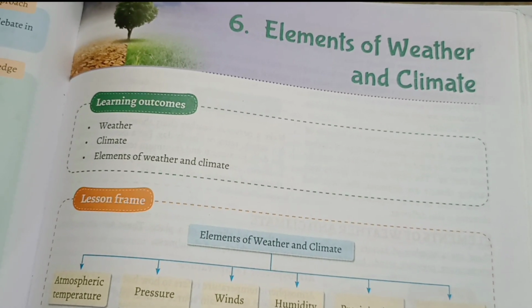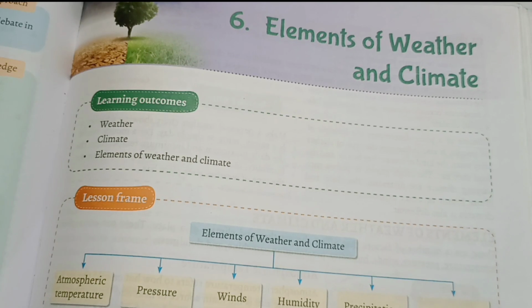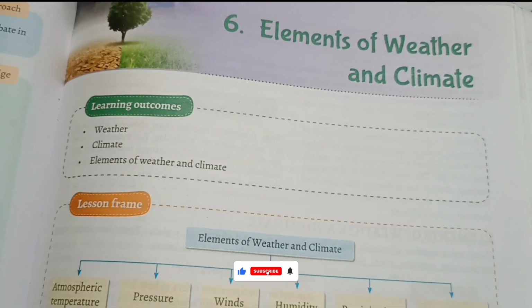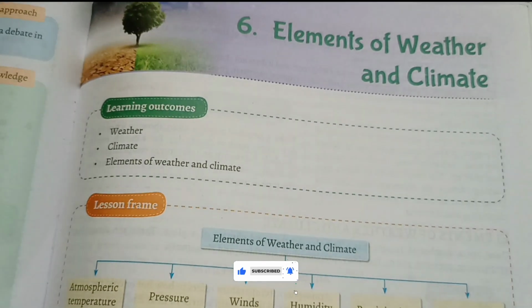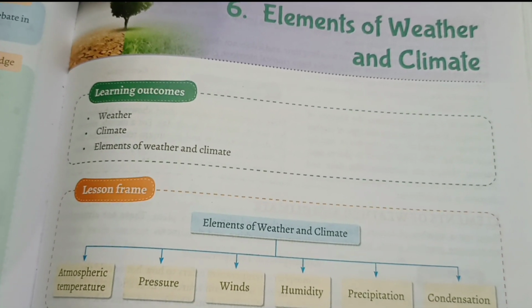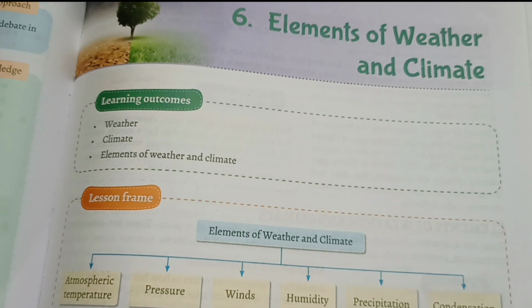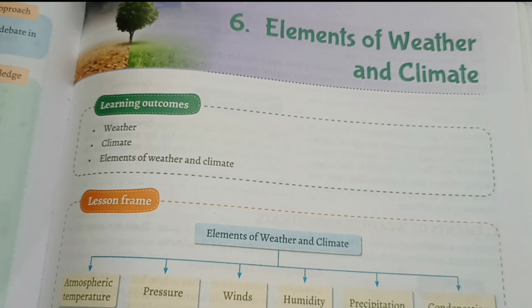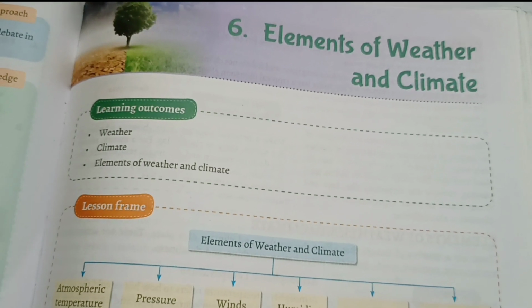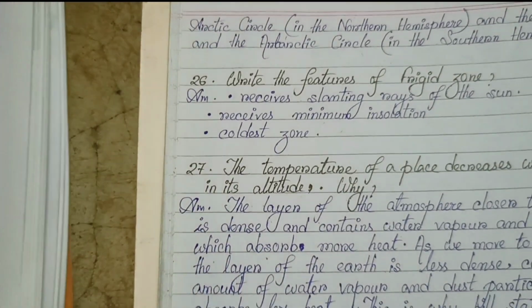Today I am going to give you some insight question answers from chapter number 6, Elements of Weather and Climate, class 7 Geography. I have provided 26 question answers in the previous video. If you have missed, then please check out the description box or playlist. You will find that video from there. So let's start the insight question answers from chapter number 6, Elements of Weather and Climate.